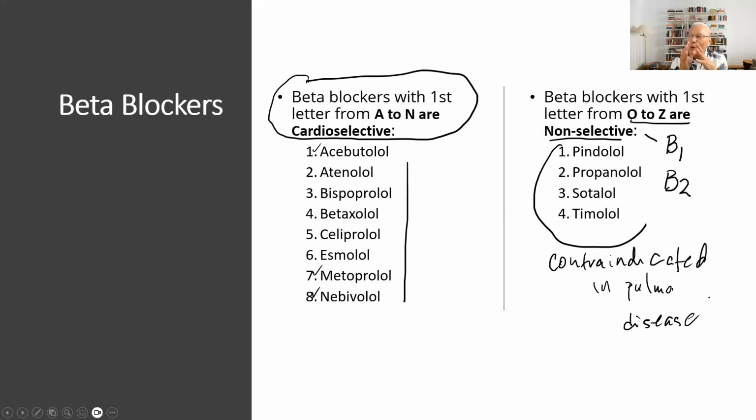Okay, so the drug betaxolol is going to be cardioselective because any beta blocker from A to N is going to be cardioselective. O to Z are going to be non-cardioselective, which means to say that they block beta 1 and beta 2. This one only blocks beta 1.